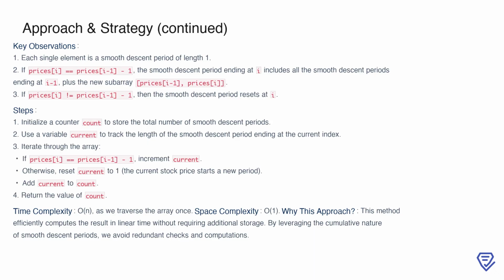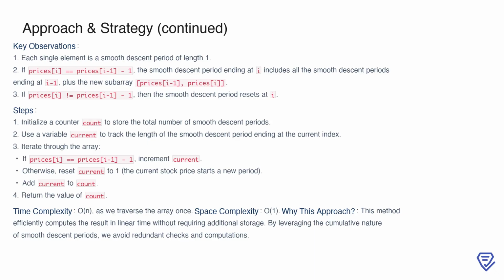We recognize that each individual element is always a smooth descent period of length 1. Furthermore, if the condition holds, the current descent period includes all the smooth descent periods from the previous index, plus the new subarray formed by adding the current element. If the condition is not met, the smooth descent period resets at the current index.